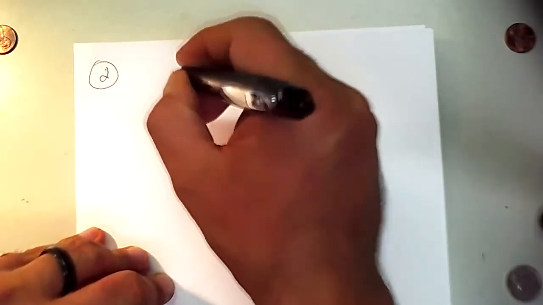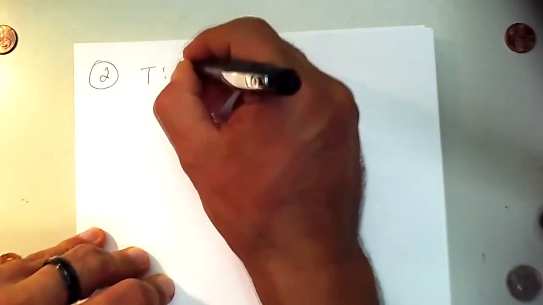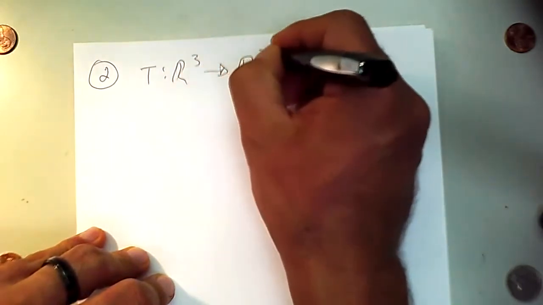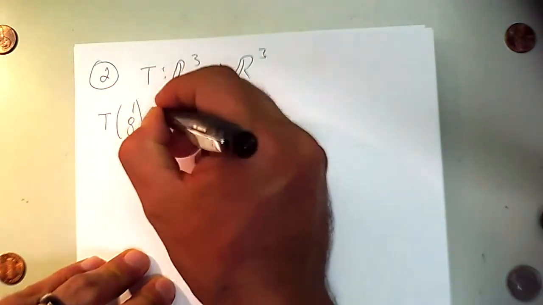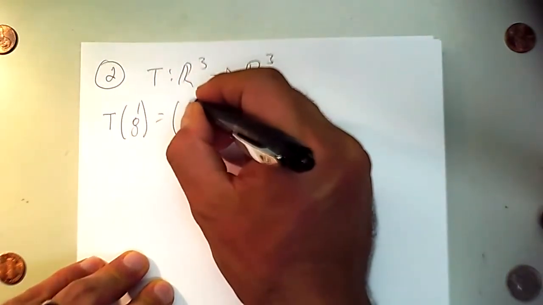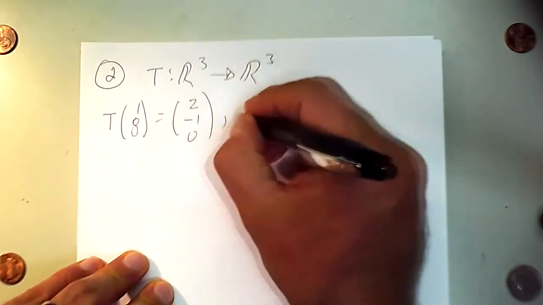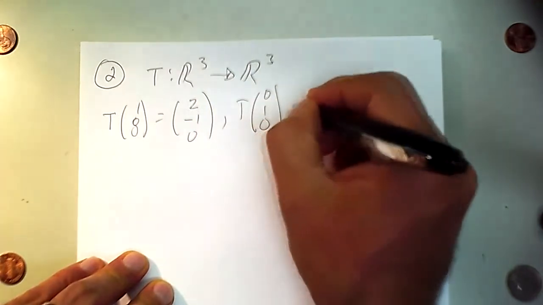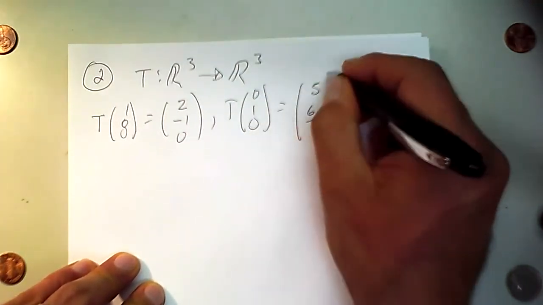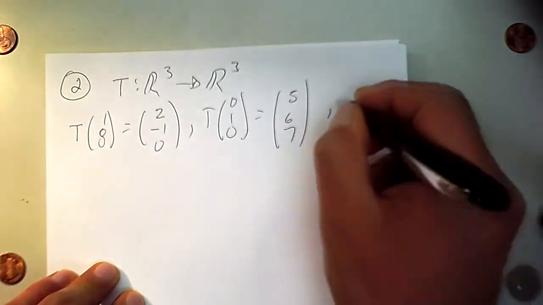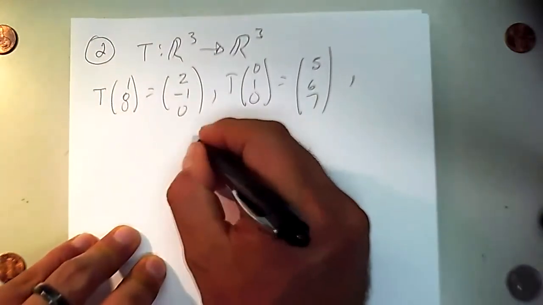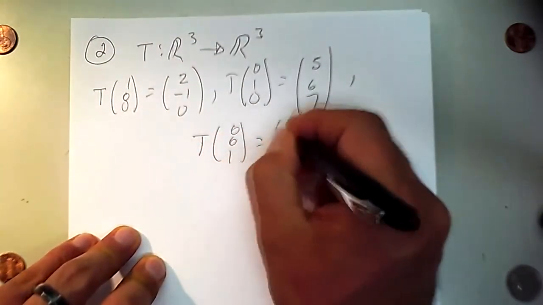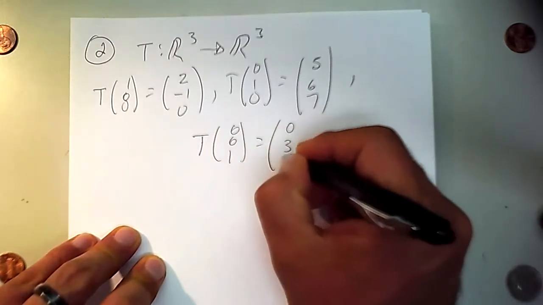Okay, so second example. Let's say T goes from R cubed into R cubed, and the information we have is that T of 1, 0, 0 is, and I'm going to make this up, 2, negative 1, 0, T of 0, 1, 0 is 5, 6, 7, and T of 0, 0, 1 is 0, 3, 4.